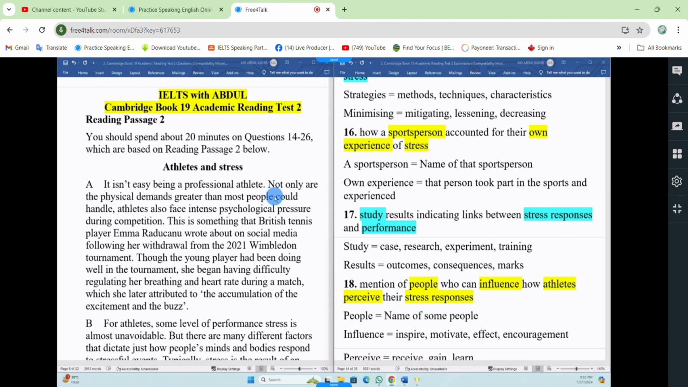The first paragraph is here. We can see the title of this passage is Athletes and Stress. So actually this is our abstract passage. You know that abstract passage.